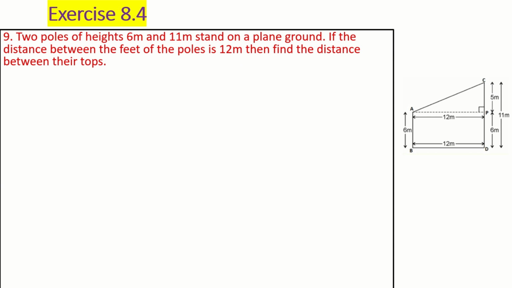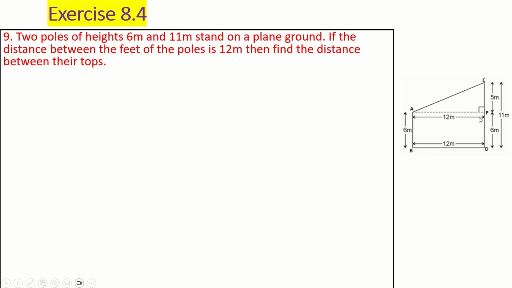Two poles of height 6 meters and 11 meters stand on a plain ground. If the distance between the feet of the poles is 12 meters, then find the distance between their tops. Okay, this is also very easy. You have two poles, AB 6 meters, CD 11 meters. Now there is a gap of 12 meters between them.